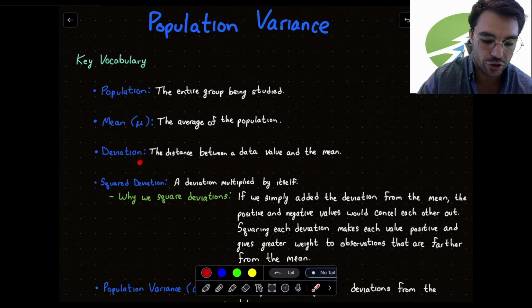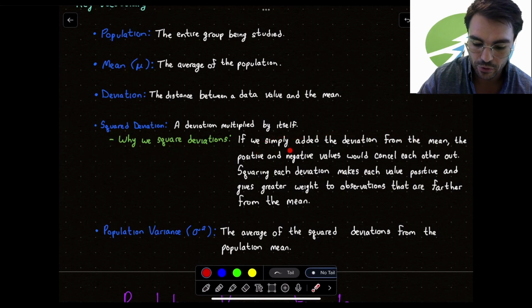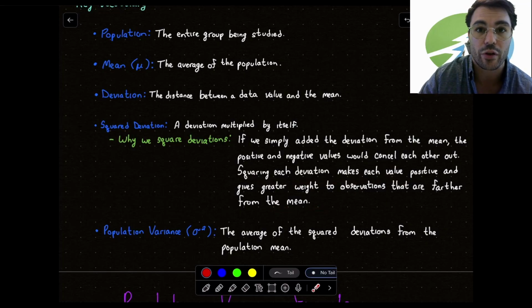In later videos, we're going to go into standard deviation, a super important topic in statistics. Squared deviation, a deviation multiplied by itself. Okay, so why do we square deviations? If we simply add deviations from the mean, the positive and negative values would cancel each other out. Squaring each deviation makes each value positive and gives greater weight to observations that are further from the mean. So essentially we square them just because sometimes we could have negative values. We square them to keep everything positive, which makes our work easier.